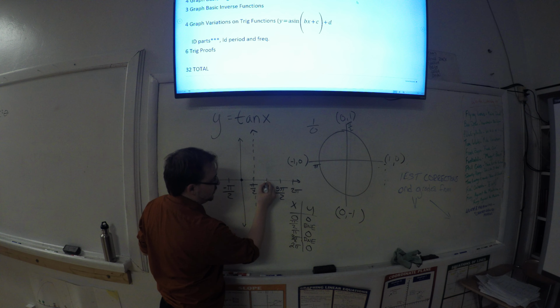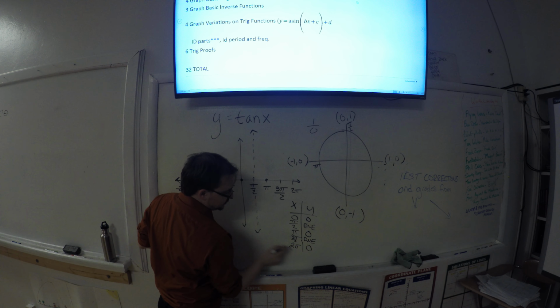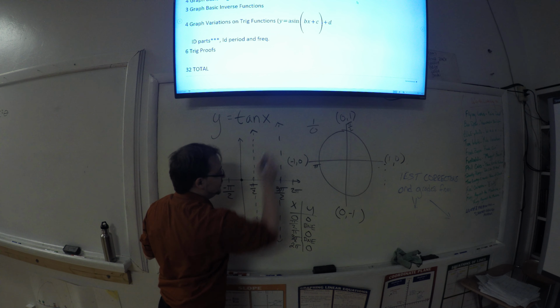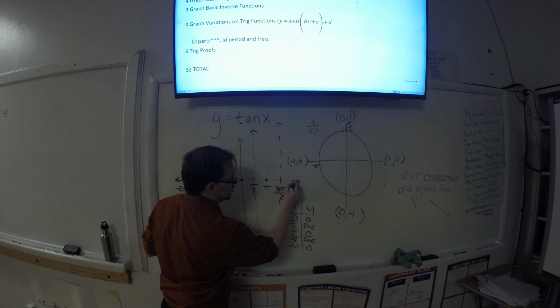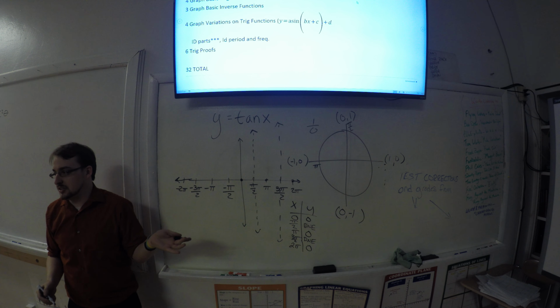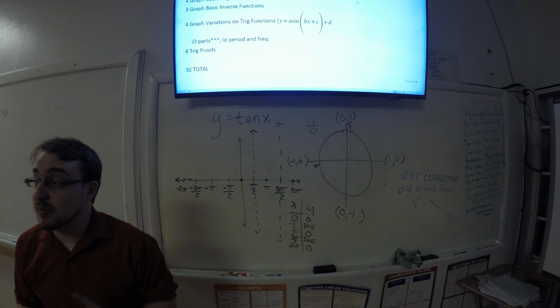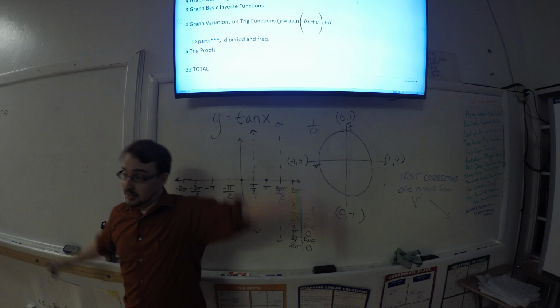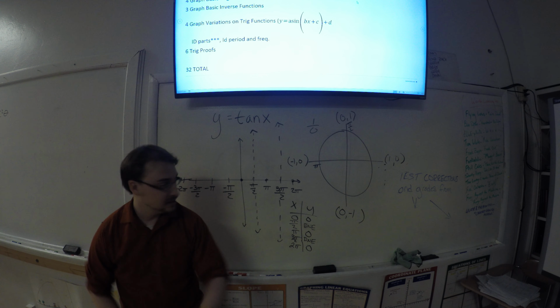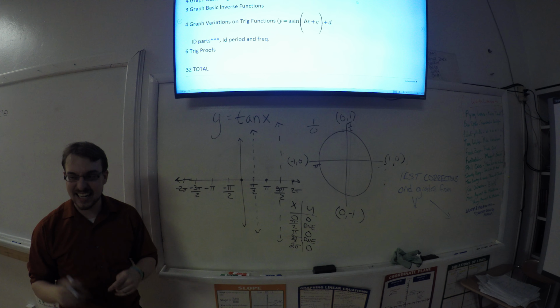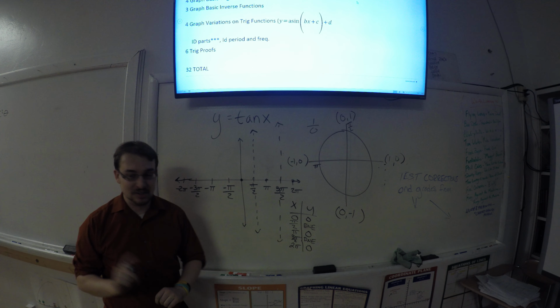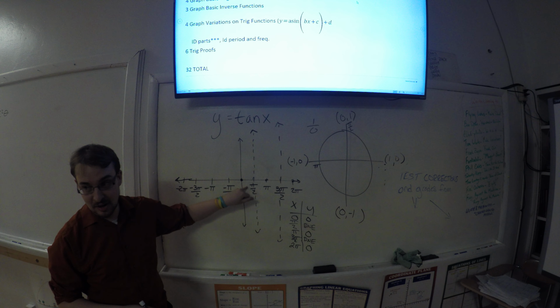Pi, we said we got 0, so here's 0. 3 pi over 2, we said we got DNE, undefined. 2 pi, we said we got 0. Wait a minute. We just have a bunch of points. So, a couple options. Either A, you need to memorize what tangent does. Does it go like this, or does it go like this, right? Or, I can show you the way to memorize that. Watch it at home, okay?